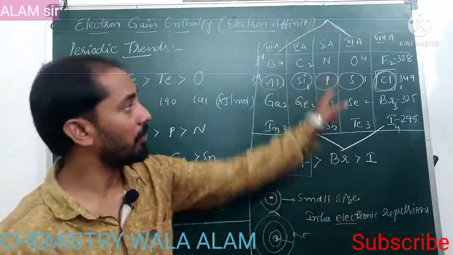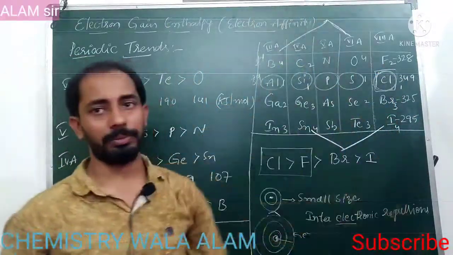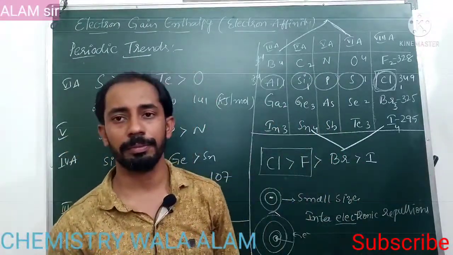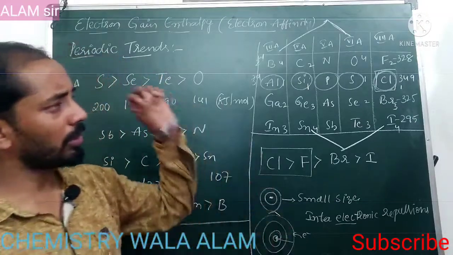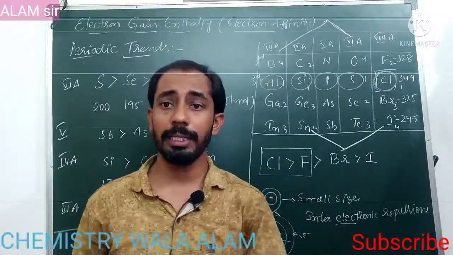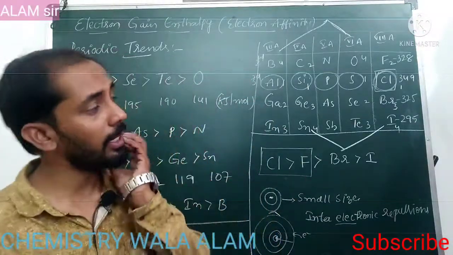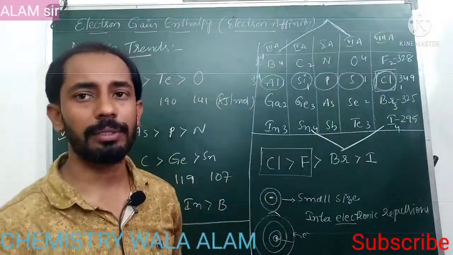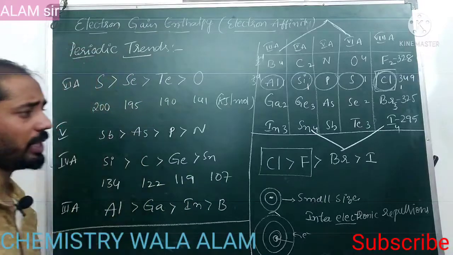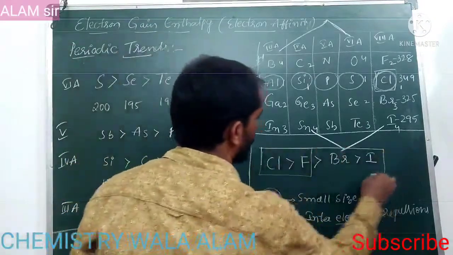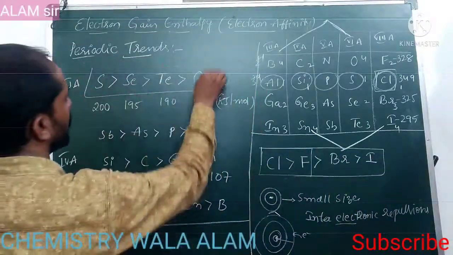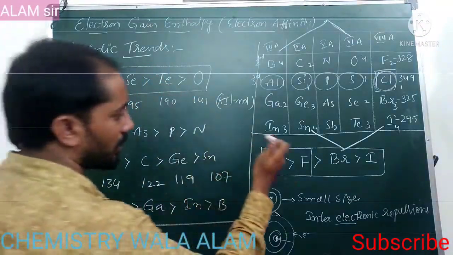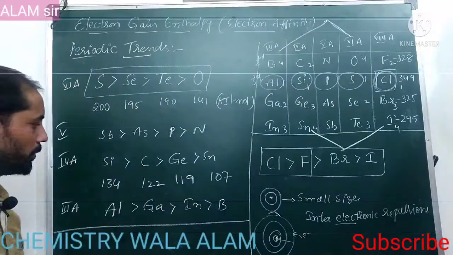Then what about the middle, fifth group? The bottom two increase, so the bottom element has the high electron affinity values. In the whole periodic table, the highest electron affinity is chlorine. The order is also very important. They can compulsorily ask any one of the orders, mainly the seventh group or sixth group.